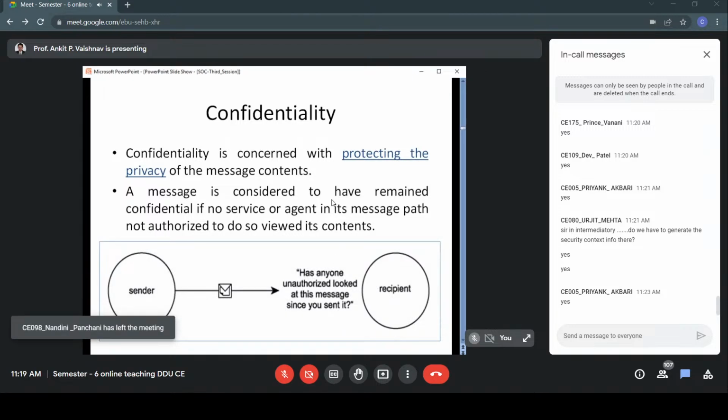So a message is considered to have remained confidential if no service or agent, remember, web service is also called an agent, right, in its message path. What do you mean by message path? We have seen this definition, I think, in the first sessional phase. Message path can include all the services through which your message will pass on, right? So will it include intermediaries also? Message path includes intermediaries as well, yes or no?